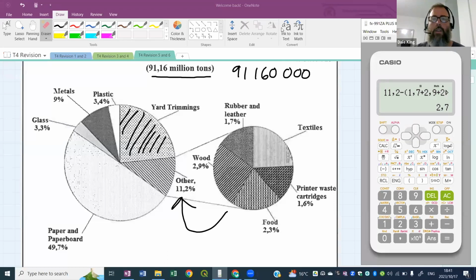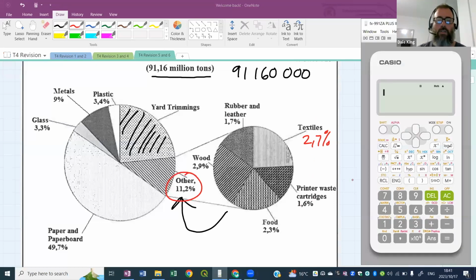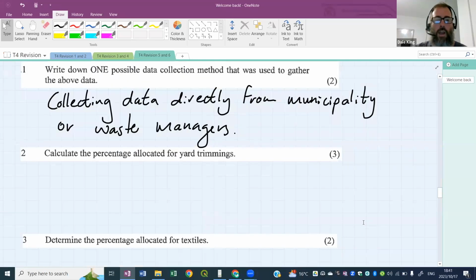2.7% on the money. Well done. I hope you see that. So these five of them should add up to 11.2. So we take 11.2 minus all the other four to get the textiles, which is 2.7%. I'm actually enjoying this. Hope you guys are okay with that and saw how we got that 2.7. But let's see what other questions they have.